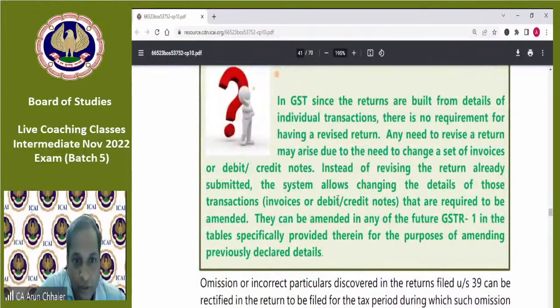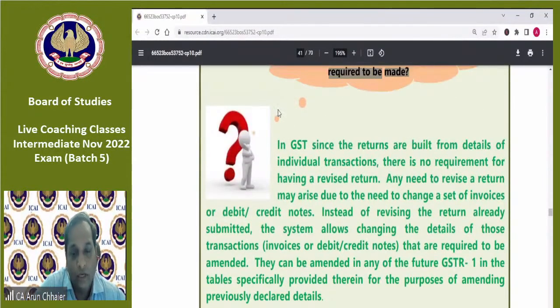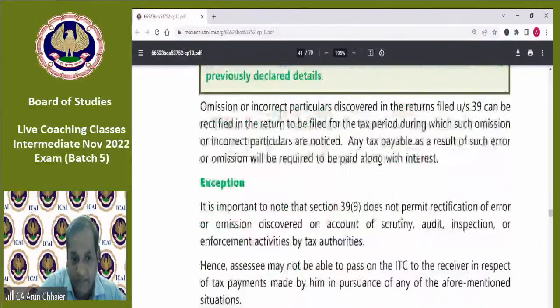Now let me move to: can you revise the return? Answer is no. There is only the amendment portion, which I have explained in the last class also.